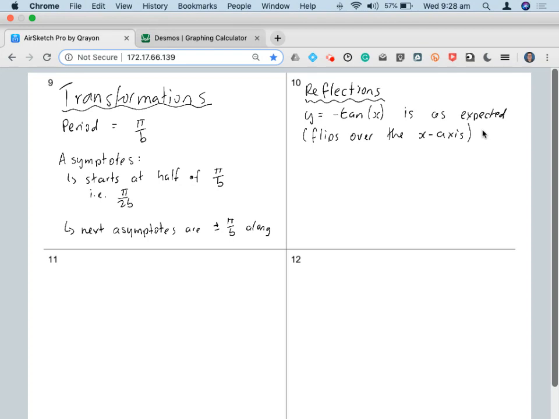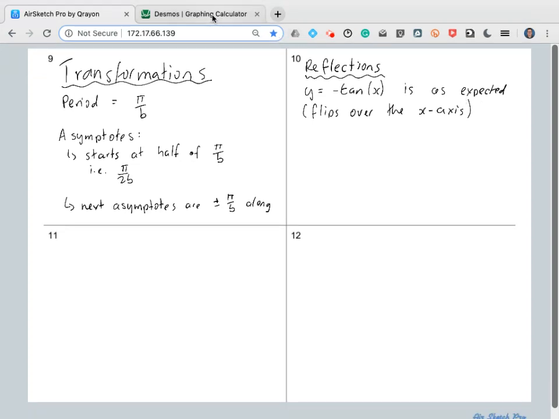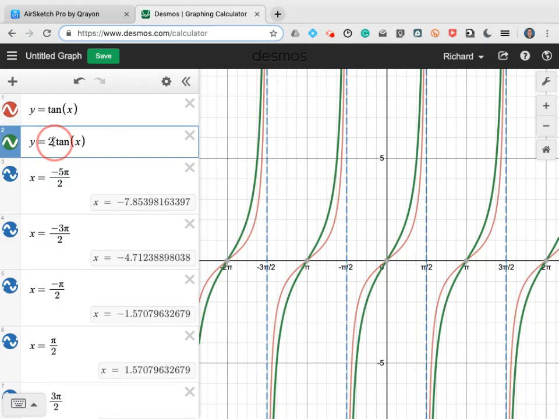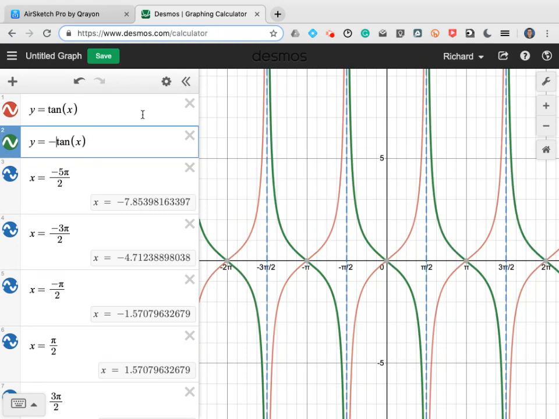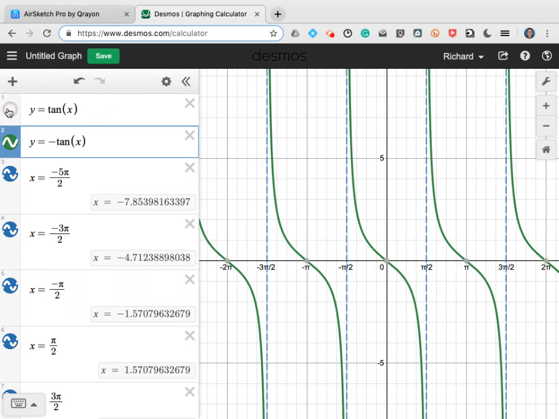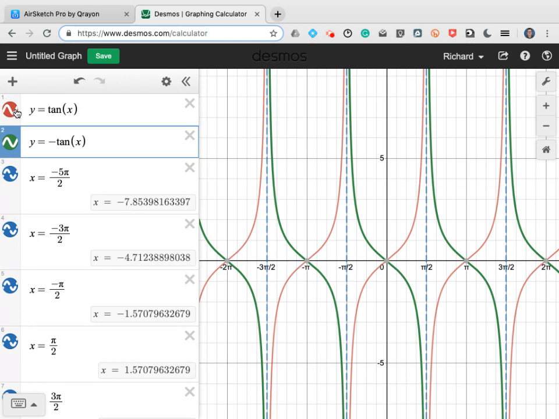If I go to Desmos for a second, I'll be back to these notes in a moment. There's tan x in red, and negative tan x just flips. I'll get rid of red for a second. It goes from here down through negative pi and then through again, and just repeats over and over again. So there's y equals tan x, that bit gets flipped that way, this bit gets flipped that way. It's effectively just running down the other way.